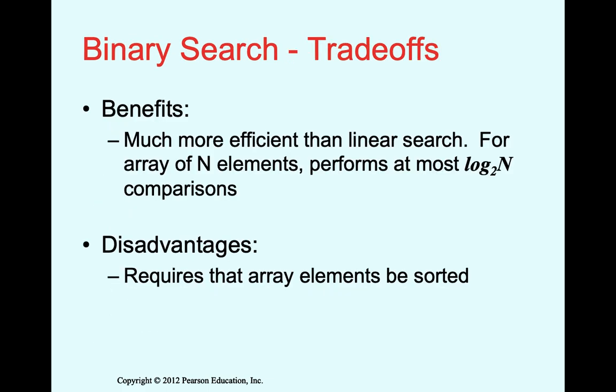So the benefit of binary search is that it's much more efficient than linear search. Usually you need log n comparisons. For example, if you have an array of 1 million, you only need 20 comparisons to know if the element is there or not, and if it's there, at what position. But in linear search, you need 1 million comparisons. The disadvantage is that if you want to apply binary search, the array has to be sorted in advance.